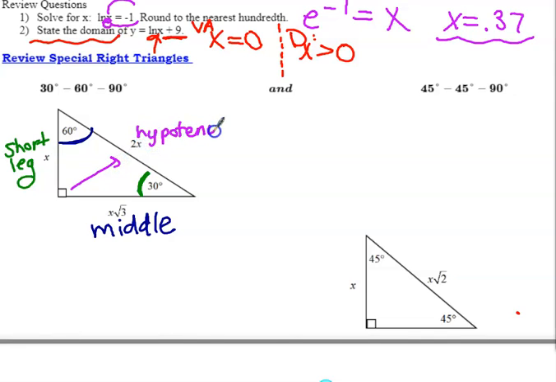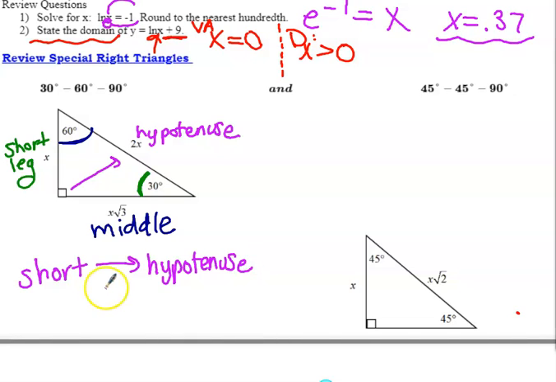Okay? So for example, if I have the short leg and I want the hypotenuse, I want things to be bigger, right? So if I had 1, I'm going to times it by 2 to get the hypotenuse. Compared to if I wanted to go from hypotenuse to short leg, I'm going to divide by 2. So just the difference between those two.